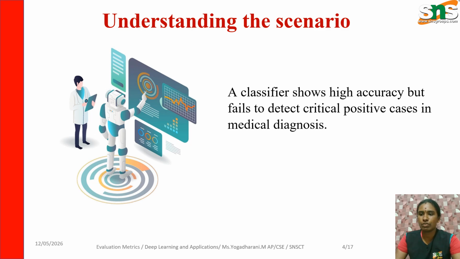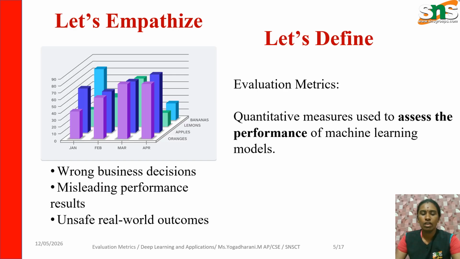Evaluation metrics are quantitative measures used to assess the performance of machine learning models. They help us answer questions like: is the model accurate, is it reliable, and is it making costly mistakes? Without proper evaluation, we get wrong business decisions, a recommendation system may suggest irrelevant products, and misleading performance results lead to unsafe real world outcomes.